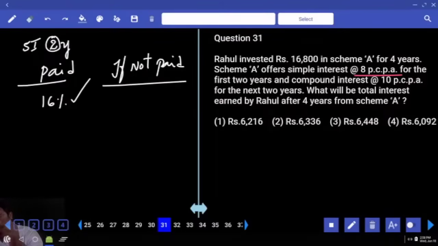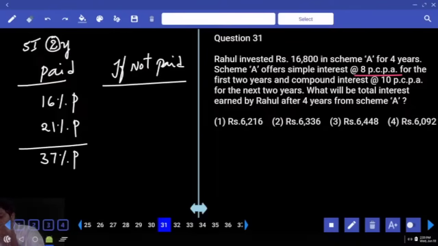16% calculated on principal, that is already paid. So for the third year, it is fresh. He owes only 100%, which is the principal. For the third and fourth year, 2 years, compound interest at the rate of 10% per annum, 21% calculated on principal. So total interest paid is going to be 37% calculated on principal, if it is paid.